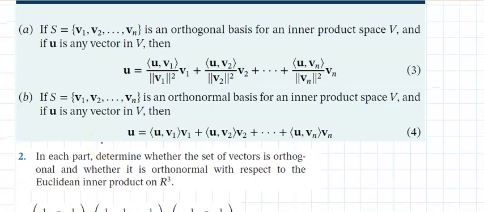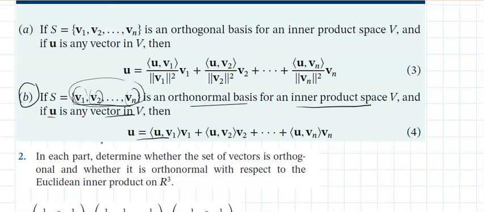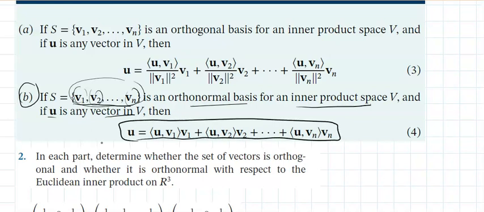Now, let's start with this first. If S consists of the following vectors, if S is an orthonormal basis for an inner product space V, that means if the magnitude of each one of those is 1, and if U is any vector in V, then U can be written as the linear combination of those in the following format. You take U would be the inner product of U with V1 multiplied by vector V1, then U, the inner product with vector V2, times V2.